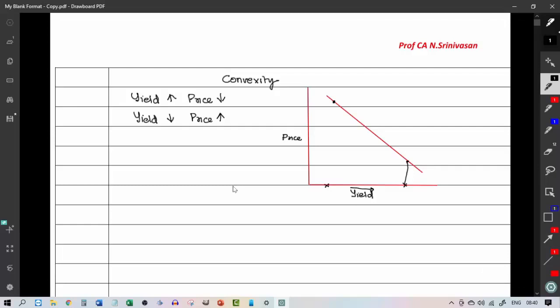Now this diagram indicates that the relationship between the yield and the price is a linear one, and therefore if we find the slope of this line, we can accurately predict the change in price of the bond for every percentage change in the yield. But unfortunately, that is not true. The relationship is not linear.